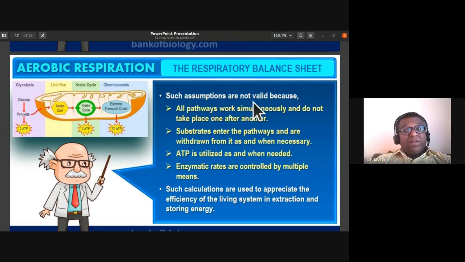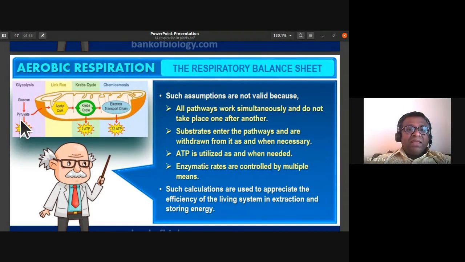But in reality, do such assumptions hold in our cells? No, such assumptions are not valid because in reality all pathways work simultaneously and do not take place one after another. They are all taking place at the same time. It might be the previous cycle or the present cycle. Simultaneously means at the same time, not one after another.